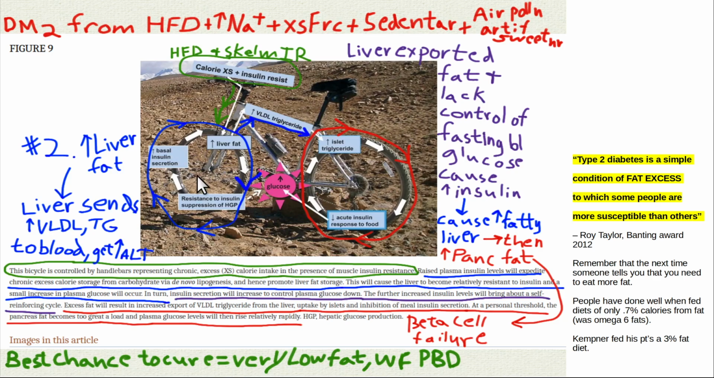Okay, here's another diagram from the same paper, the Banting 2012 lecture by Dr. Roy Taylor. He's from England. Gerald Shulman, of course, is from America, over at Yale. Okay. So diabetes type 2 comes from eating a high-fat diet.